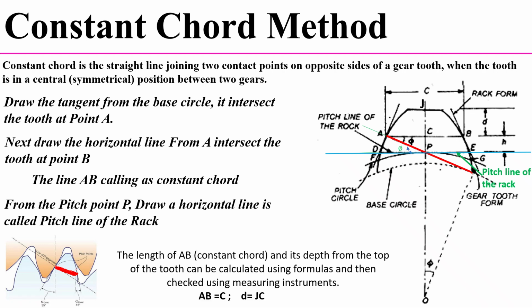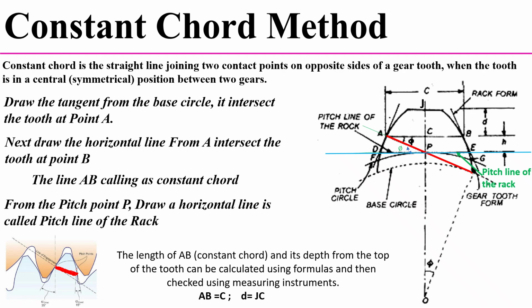So here, the length of the AB. AB is the constant chord. The length of the AB and its depth from the top of the tooth can be calculated using the formulas and then checked using the measuring instrument.